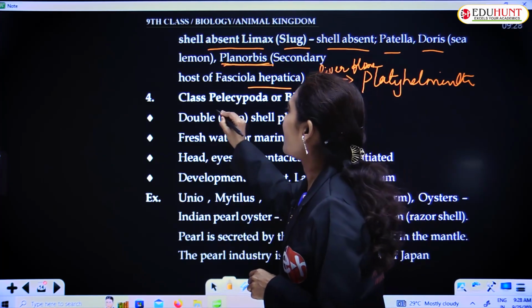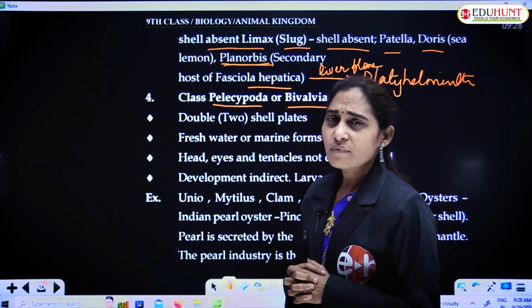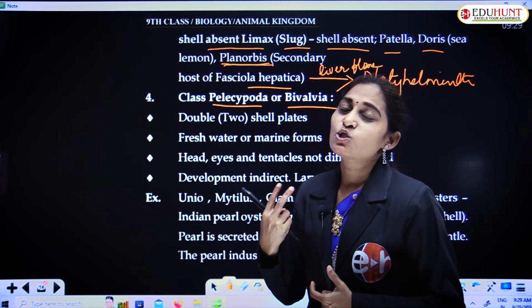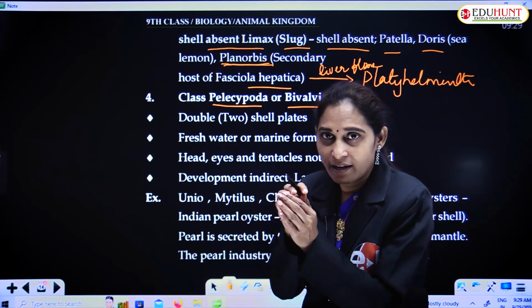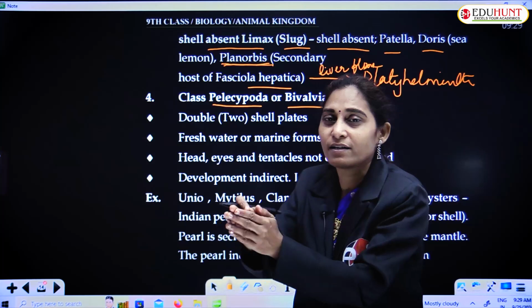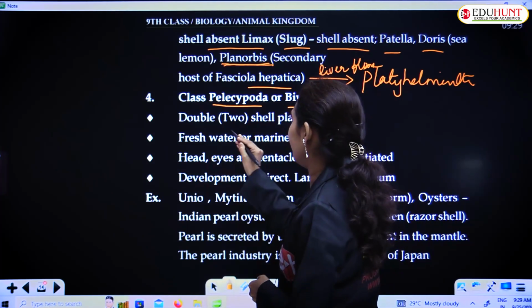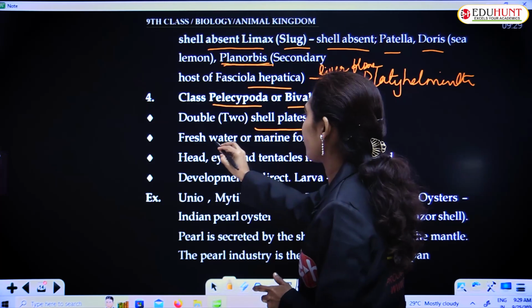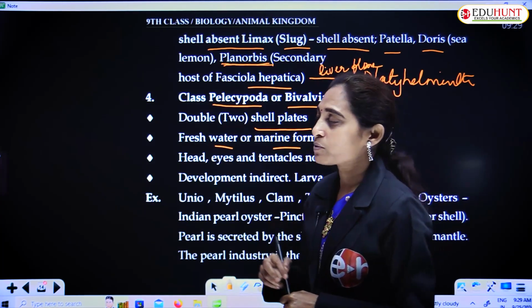And the fourth class is Bivalvia or Pelecypoda. Bivalvia: bi, two valves, two flaps are there. Like an oyster or pearl oyster, you see two flaps. Double shell plates, two shell plates are there, and these are freshwater or marine forms.